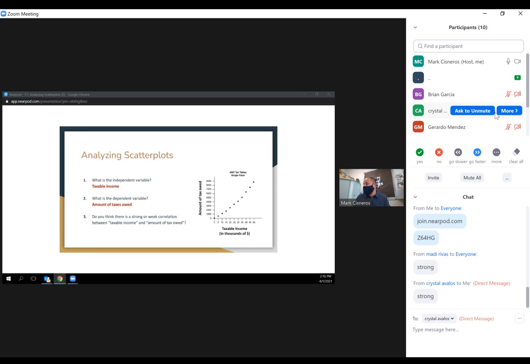Because if you make a lot of money, you get taxed. Okay. Yes, that's a good answer. Why do you think it's strong just looking at the dots though? I mean, it goes straight up. Because it goes straight up. Not just because it goes straight up, because the dots are literally on a straight line. Okay, they're almost exactly on a straight line. That's what makes it strong.